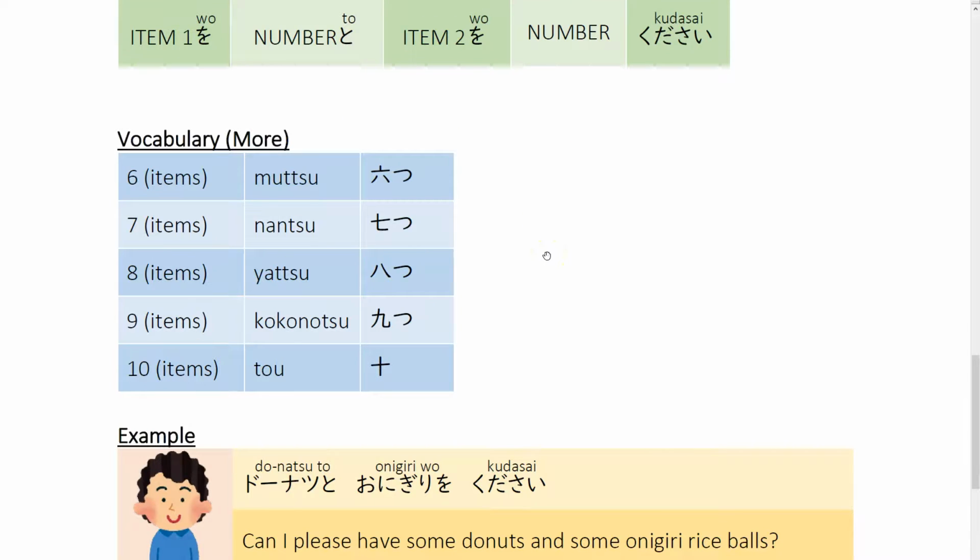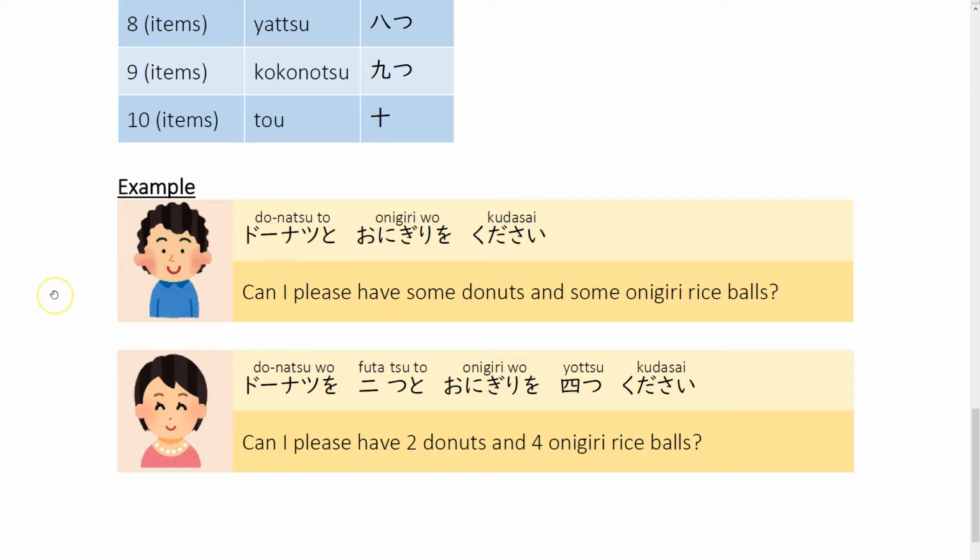And counting past 5 up until 10 items, you've got mutsu for 6 items. That's a mistake. That should be nanatsu for 7 items. Yatsu for 8 items, kokonotsu for 9 items, and to for 10 items. So in context, can I please have some donuts and some onigiri rice balls? Again, if you aren't specifying how many, it's no more difficult than something to, something o kudasai. Donatsu to onigiri o kudasai.